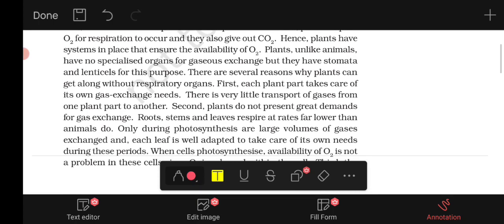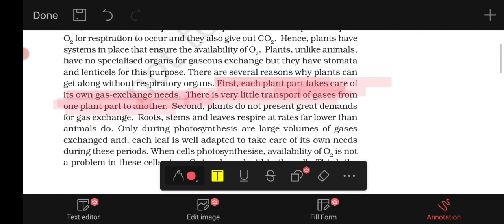First, this is very important. Each plant part takes care of its own gaseous exchange needs. There is very little transport of gases from one plant part to the other. So the first reason why they don't require such organs for breathing is that each plant part can take care of its own gaseous exchange needs. In our case it is different.